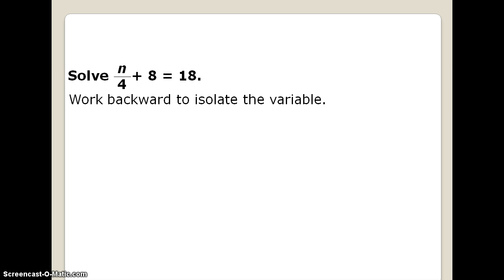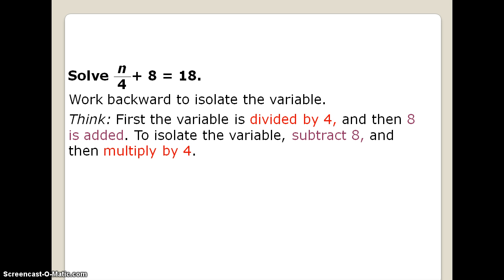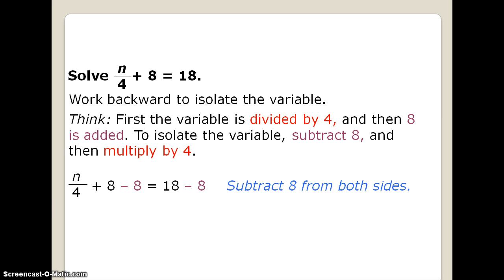Solve n divided by 4 plus 8 equals 18. If you were listening carefully, you heard division and addition. Now remember, we want to work backwards, so we look at the variable, and the first thing that's happening is it's being divided by 4. So we would leave that until the very end to deal with. Then it's plus 8. So the first thing we want to undo would be the adding of 8. So let's subtract 8 from both sides.